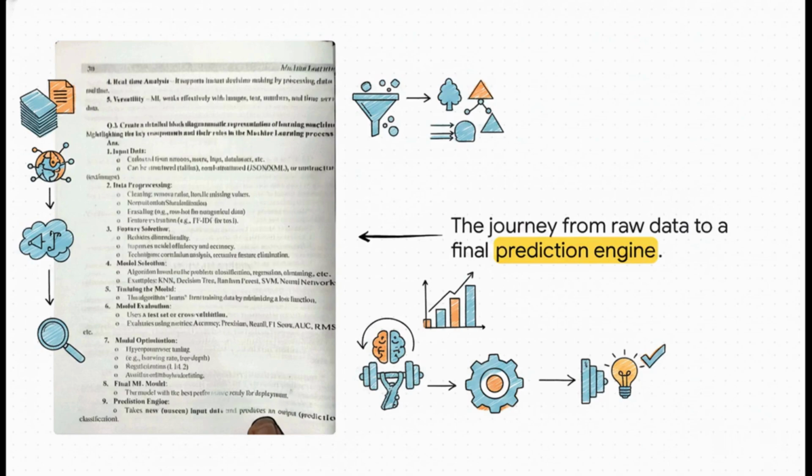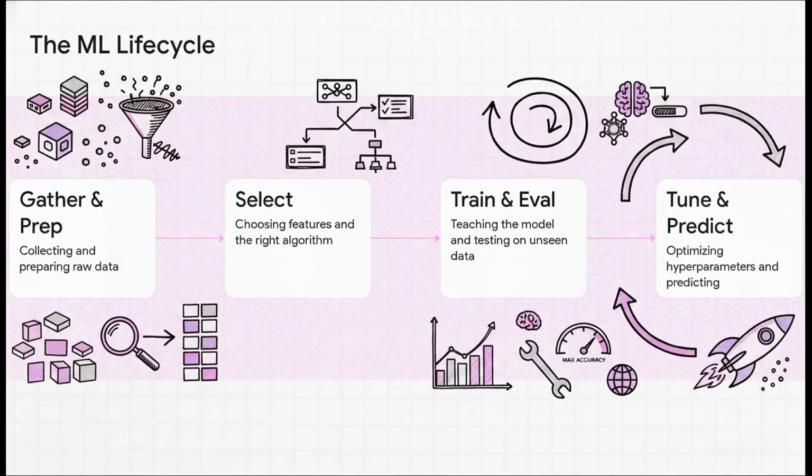Next is model selection, where we pick the actual algorithm. Then the actual training of the model occurs, followed by rigorous evaluation using test sets. If the evaluation isn't good enough, we loop back into model optimization. Only after optimizing do we get the final ML model, which is plugged into the prediction engine to process completely unseen data in the real world. So we can distill that massive process into these critical sequential steps. The ML lifecycle is a highly structured, deeply iterative process.